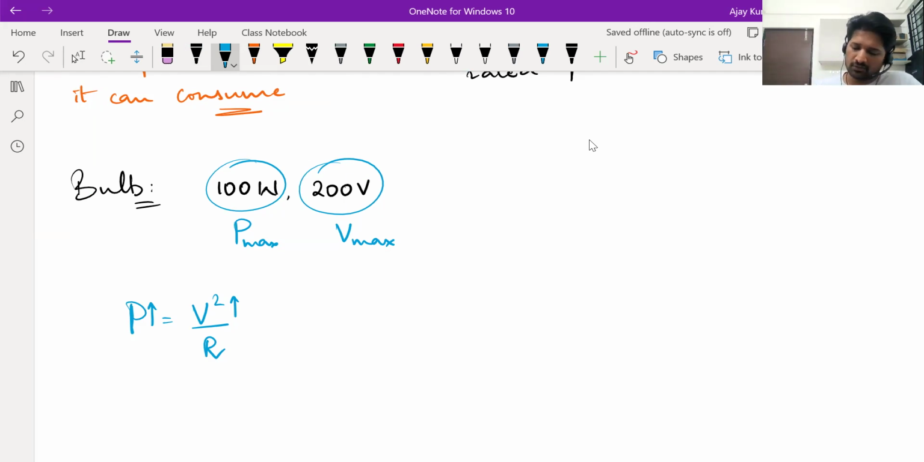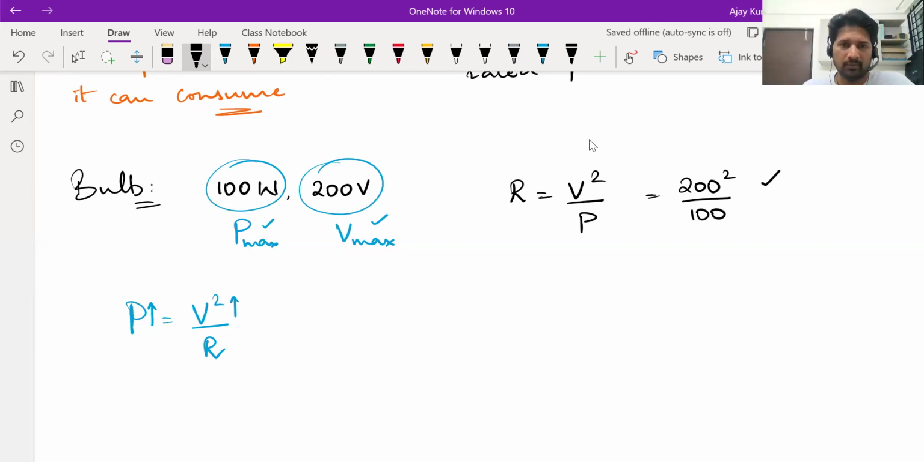So if you know the rated power and the rated voltage of a device, be it a bulb or any device, you can tell the resistance of the circuit inside. Let us stick to bulbs itself. As I told you, the filament in a bulb has some resistance, right? So you can find out the resistance. R becomes V square divided by P. So 200 square divided by the power dissipated when the voltage is 200, which is 100 watts. So that way you can tell the resistance of that bulb.